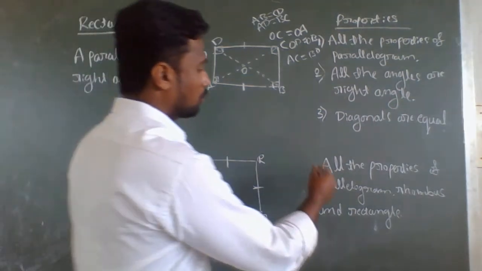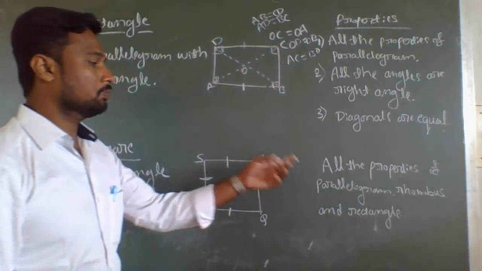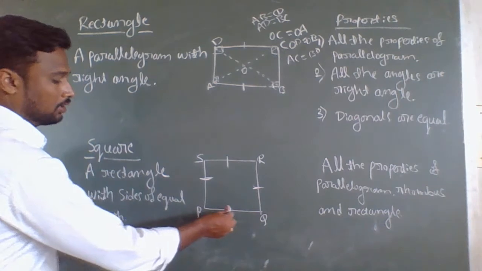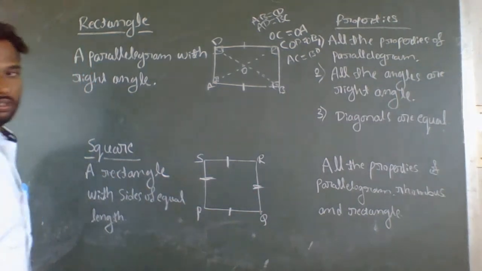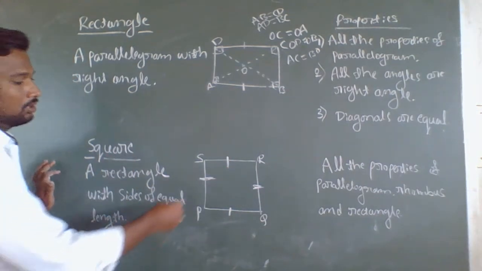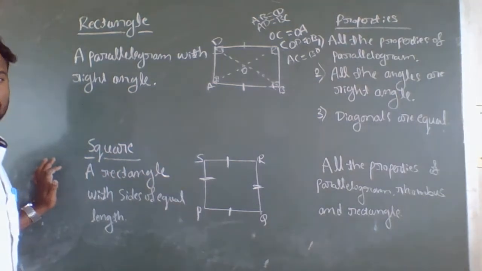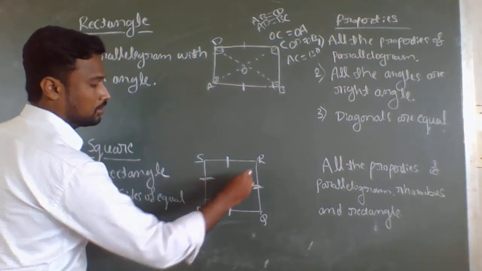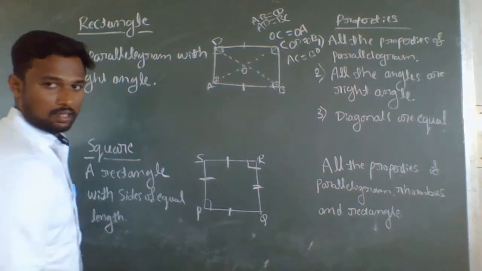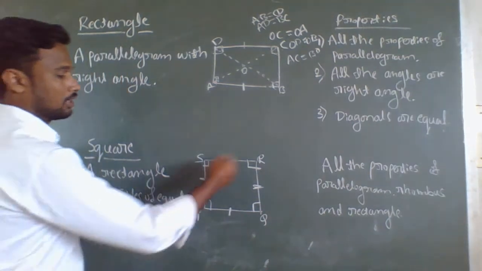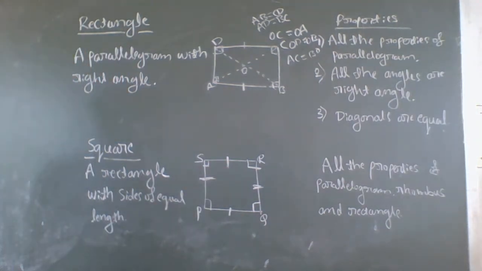Next, what are the properties here? All the properties of parallelogram, rhombus, and rectangle. What are the properties? Here, opposite sides are equal to each other, and not only opposite sides, but all the sides are equal to each other. Therefore, it is called a square. And second property, opposite angles are equal to each other. Angle P is equal to angle R. Like this, angle Q is equal to angle S. Opposite angles are equal to each other.